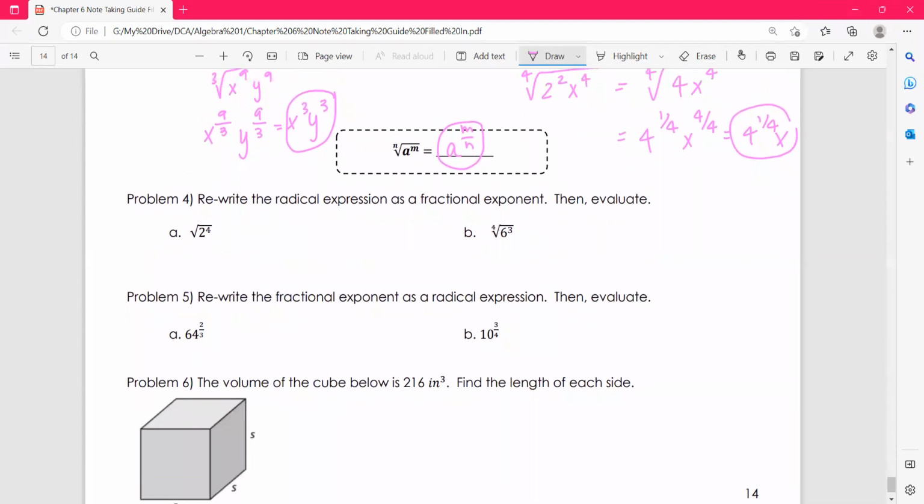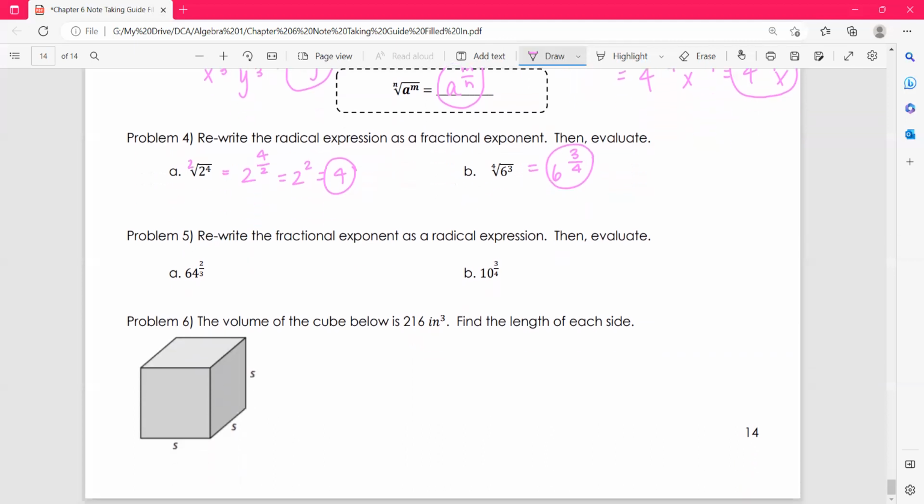So problem 4, rewrite the radical expression as a fractional exponent, then evaluate. So the square root of 2 to the 4th, we're going to rewrite that. Remember, if I don't see an index, it's a 2. The index becomes the denominator, the exponent is the numerator. So now we just simplify this. 4 divided by 2 is 2. My answer is 4. Right? So here I've got the 4th root of 6 cubed. The index becomes the denominator. The numerator is the exponent. There we go.